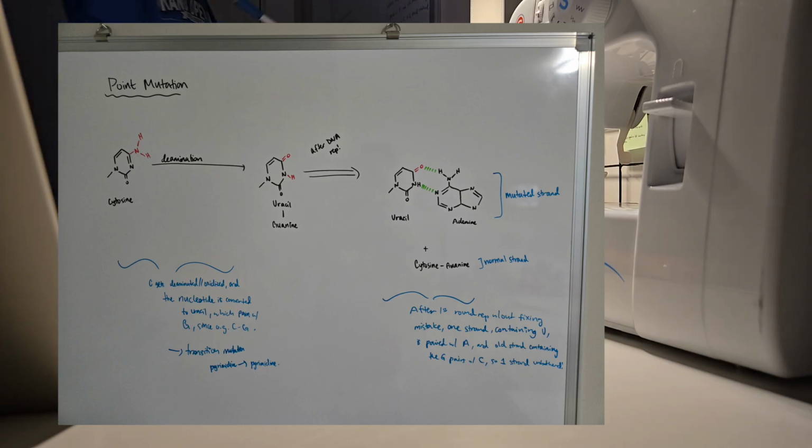Another consequence would be a nonsense mutation, which produces a premature stop codon. So instead of UAC for tyrosine, you get UAA. So at that last position, instead of getting cytosine, you get adenine, right?